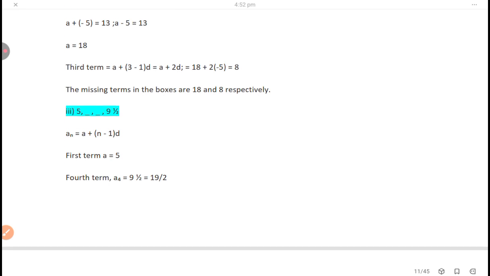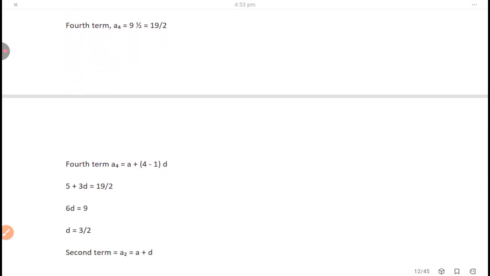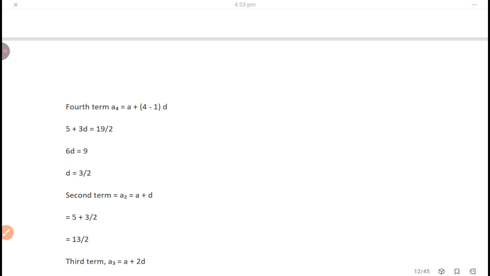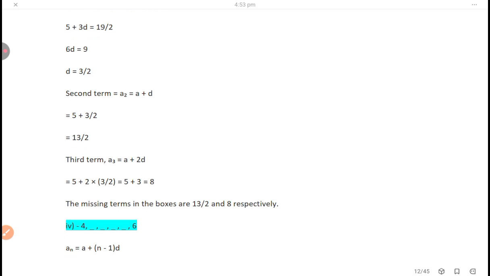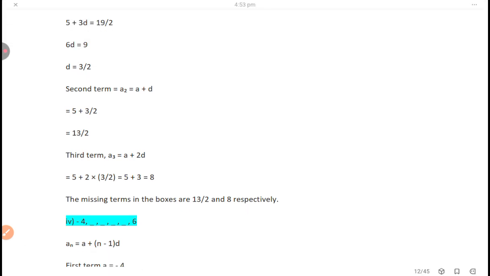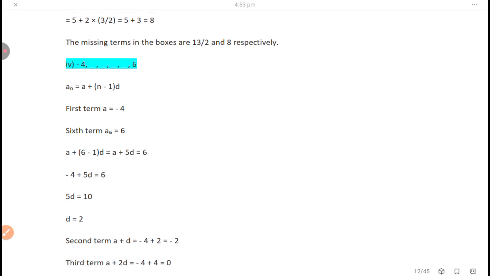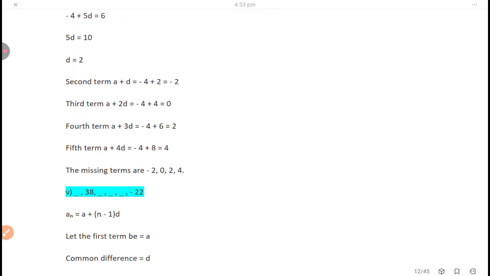Here first term is 5, fourth term is 9 and a half. That means 19 by 2. So fourth term a plus 4 minus 1 into d equal to 19 by 2. So you can find the d. So second term a plus d is 13 by 2. So once you know a and d, you can find the third term. So missing terms are 13 by 2, 8. Similarly, you can do the fourth, then fifth answer.